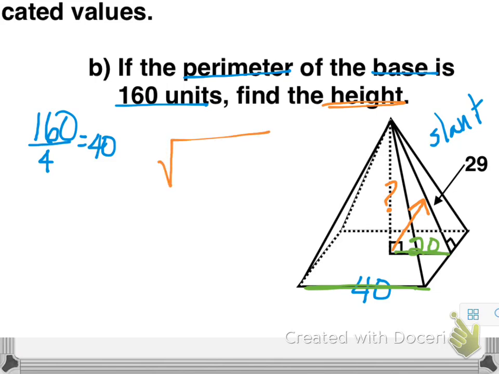So in the calculator, we are not going to add them. We are going to subtract them. Since we are subtracting, the larger number does have to come first. And 29 squared minus 20 squared, and we're taking the square root of that. Give me just a moment. That's going to give us a value of 21 units.